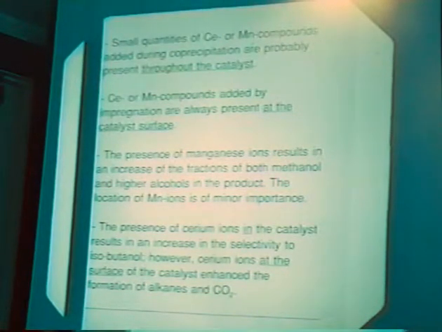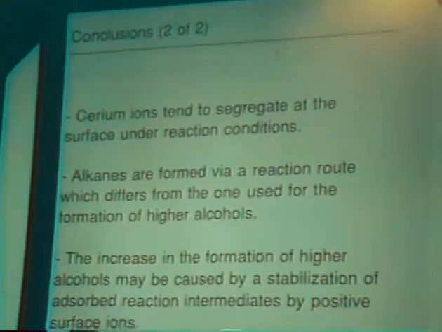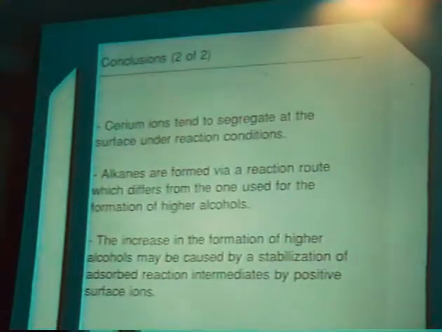In the case of cerium, on the other hand, we appear to get an increase in the selectivity to isobutanol, but the presence of cerium ions at the surface enhances the formation of alkanes and CO2. And then, on the final transparency, the cerium does unfortunately segregate at the catalyst surface under reaction conditions, and the catalyst is therefore rather unstable. And we suggest that there may be some evidence from our results that the alkanes are formed by a different reaction route and require different types of surface sites than the sites that are required for the alcohol formation.